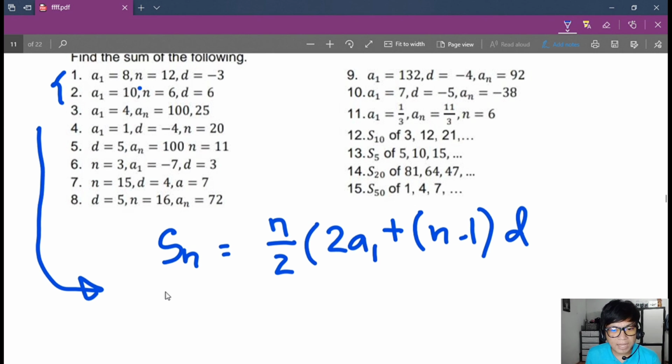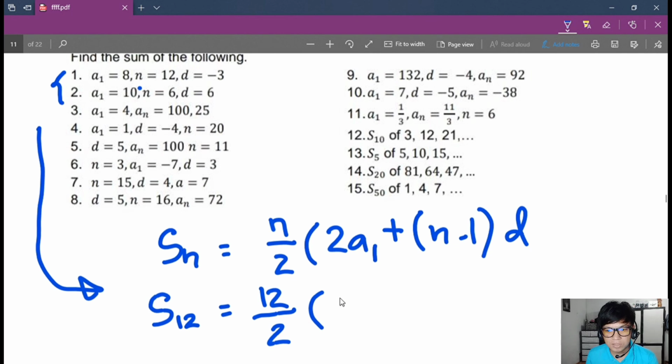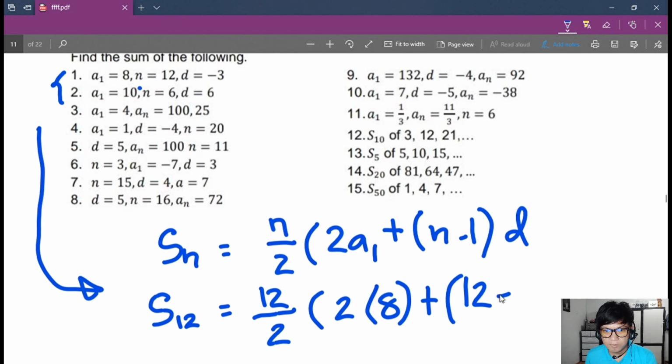So yung n natin is 12. So the sum of first 12 terms is equal to 12. So lahat ng n dito sa formula palitan nyo ng 12 kasi yung n natin dun sa given number 1 is 12 over 2 times 2 times the first term, which is 8, plus the quantity of 12 minus 1 times the common difference, which is negative 3. Yan.